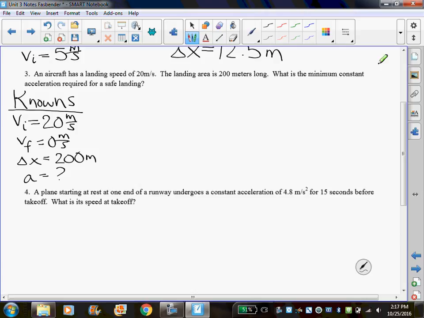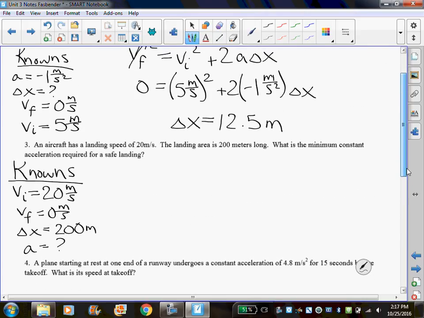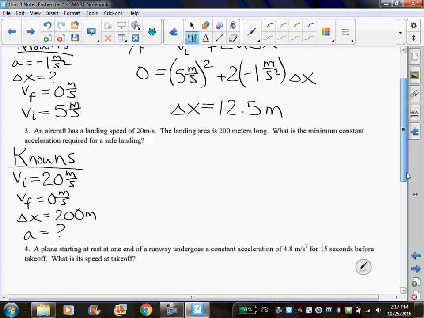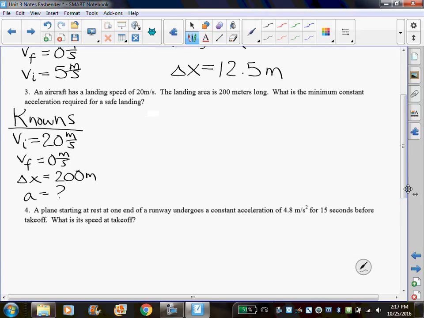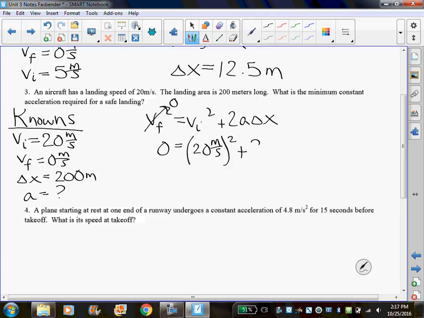It looks like we have the same knowns that we did above. Yep, we know VI, VF, delta x, and a. So we're going to use VF squared equals VI squared plus 2a delta x. Since our final velocity was 0, we get 0 equals 20 meters per second squared plus 2 times our mysterious acceleration times 200 meters. And boom, it's just algebra.